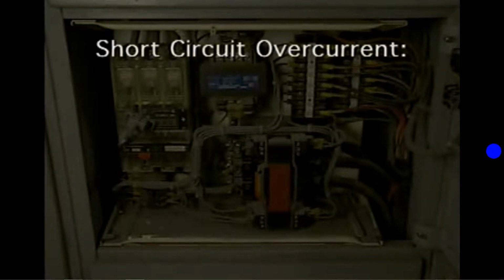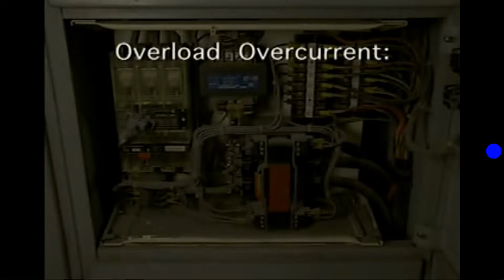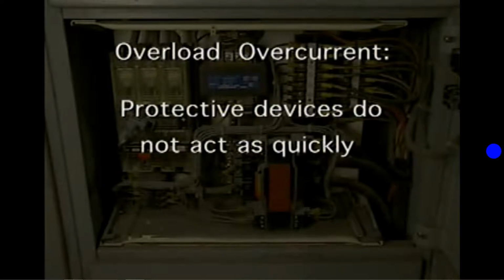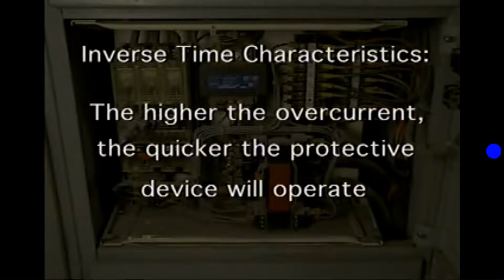An overcurrent caused by a short circuit is usually extremely high, so the circuit's protective devices must act quickly to prevent damage. An overcurrent caused by an overload is generally not as high, and the protective devices do not act as quickly. Most overcurrent protective devices have inverse time characteristics. For overcurrent protective devices, inverse time characteristics means that the higher the overcurrent, the quicker the protective device will operate.